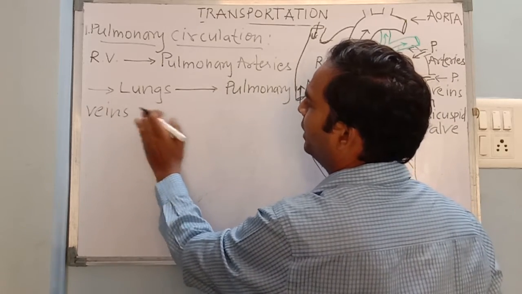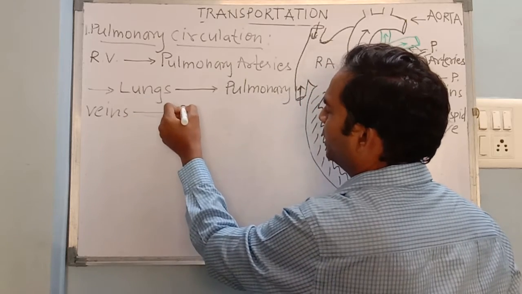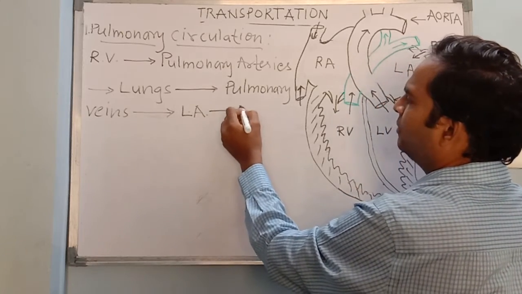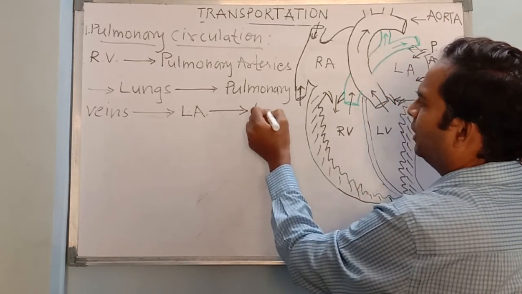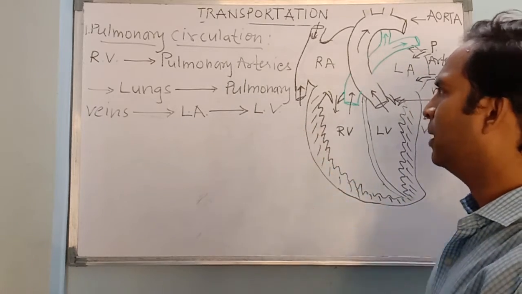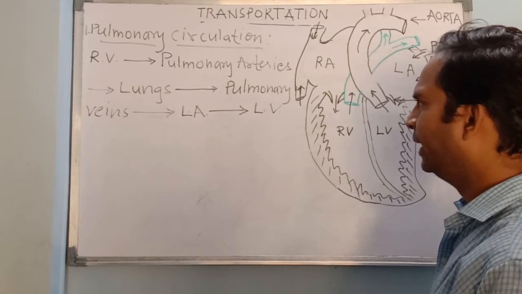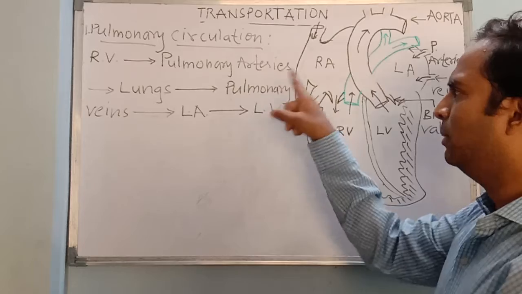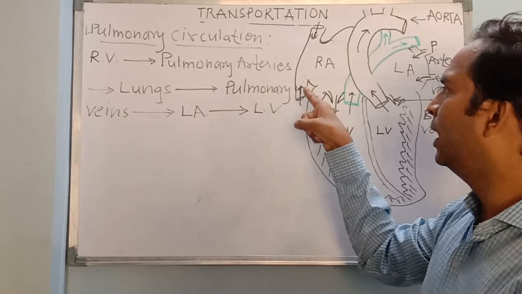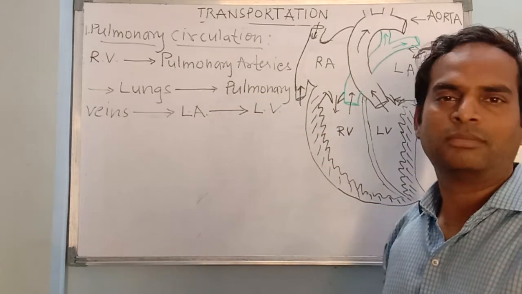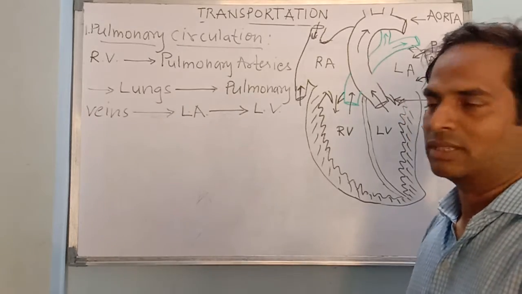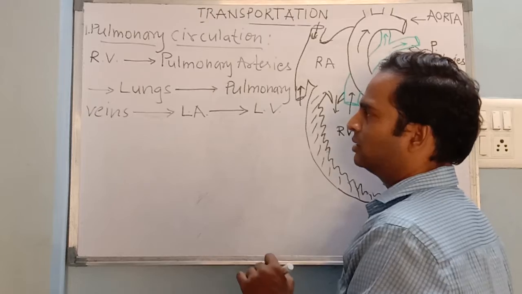Which side of the heart will it bring the blood? That is the left atrium. Now from the left atrium that blood will enter the left ventricle. So this entire flow of the blood from the right ventricle to the left ventricle we can call pulmonary circulation. Am I clear? Understood the concept? You need to remember this: how blood flows, what are the parts involved.